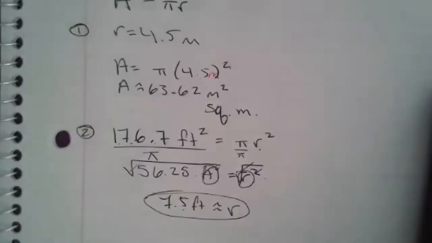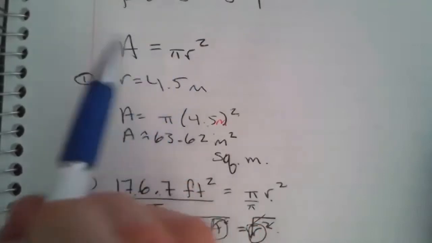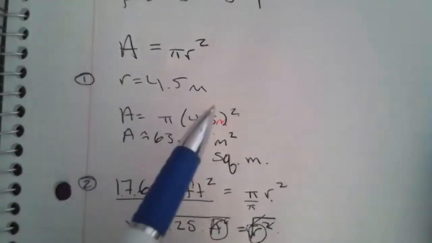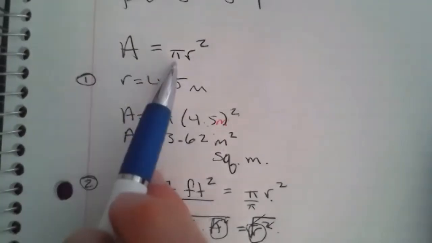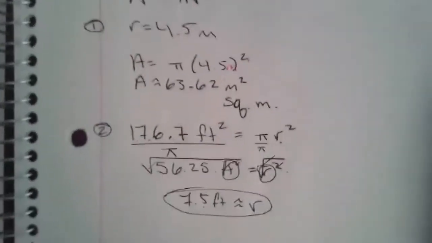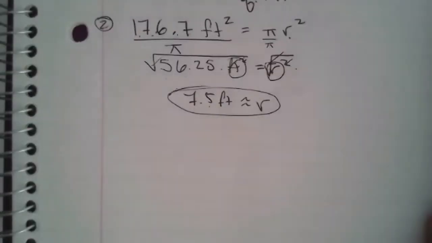All right, so that's just using the formula A equals pi r squared. They either give us the r, we square it, multiply by pi, we get the area. Don't forget the square unit. Or they give us the area, we divide by pi, then we square root the whole thing, and don't forget the unit.